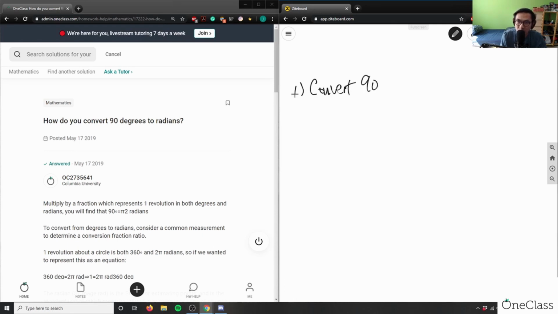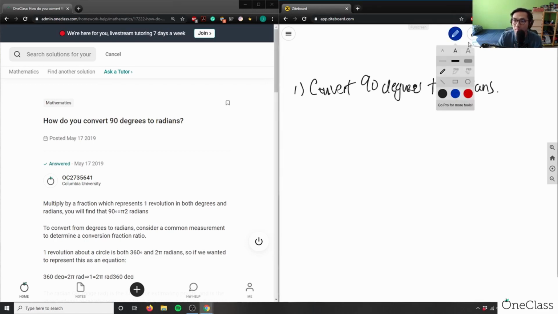Convert 90 degrees to radians. So take a moment to think about this. It's a trigonometric problem here. And what we're doing is we're working with units in degrees, and suddenly we're now working with units in radians, right? In grade 11 math or in algebra 2, you were introduced to this unit of radians. So how do we convert from degrees to radians?